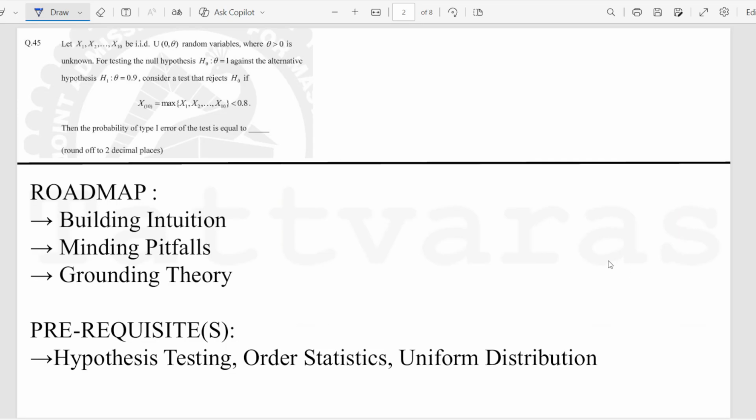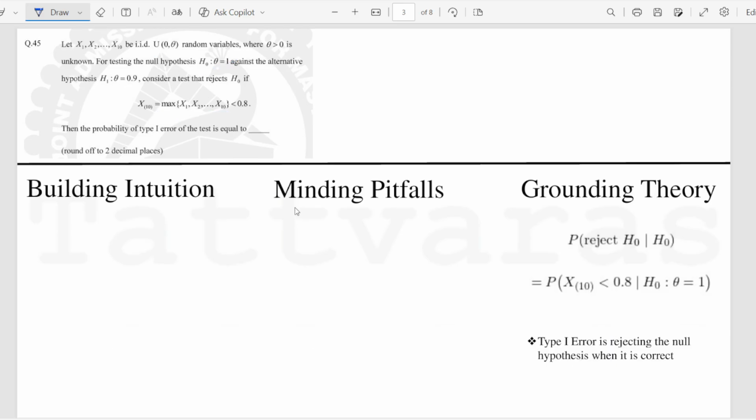Let's get started with this inference question, which may seem big, but it's giving you everything on a plate. It is telling you the test statistic, it is telling you the condition under which the null hypothesis will be rejected. It is also giving you a standard easy distribution, uniform distribution under null hypothesis, and you have to find the probability of type 1 error. So with the necessary prerequisites, it should be easy to go through.